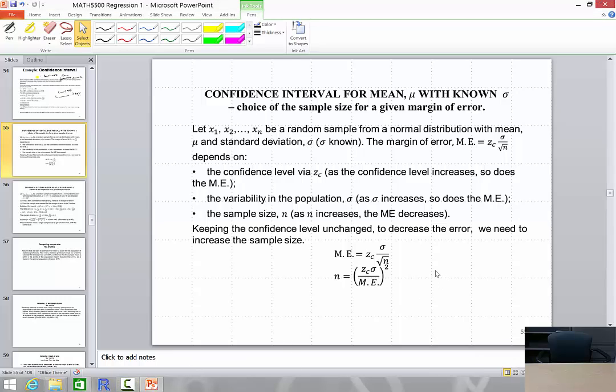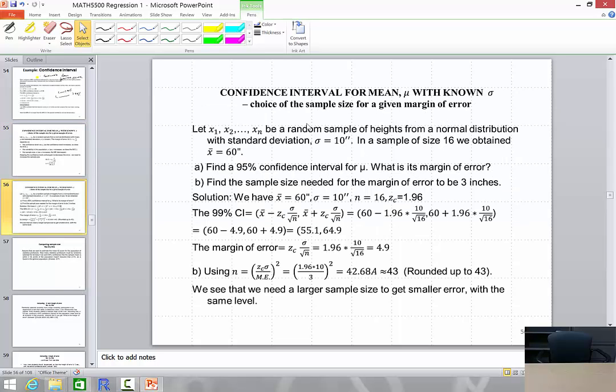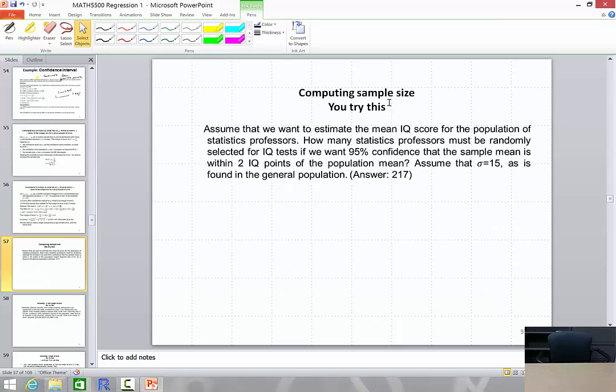All right. So we got the confidence interval for mu in all three cases. Let's do one more: choice of sample size for a given margin of error. You read this example, it is straightforward. Computing the sample size, you try this. Assume that we want to estimate the mean IQ score for the population of stats professors. How many professors must be selected?